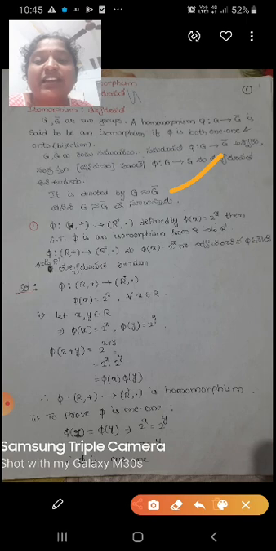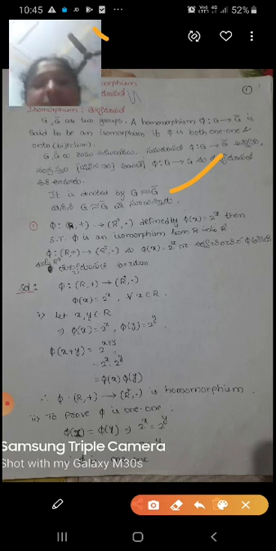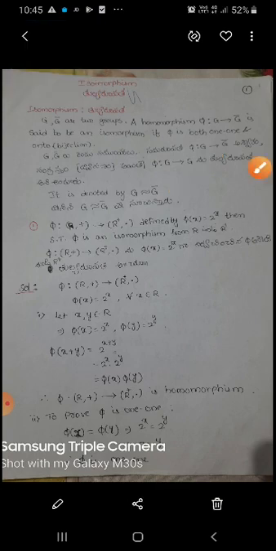So see once again, G, G dash are two groups. A homomorphism phi from G to G bar is one-one and onto, then phi is called an isomorphism. So we will see the examples.